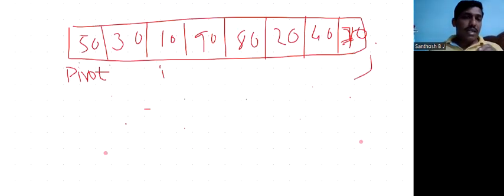So now what is the value? I value is 10, pivot value is 50, and J value is 7. All of you using this. Now move on to step number 3.